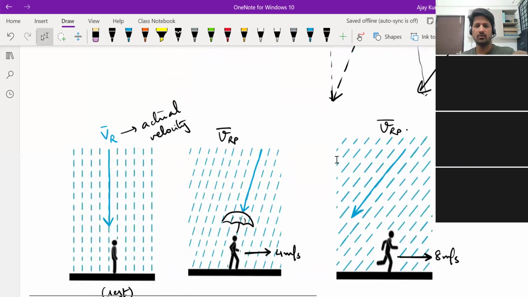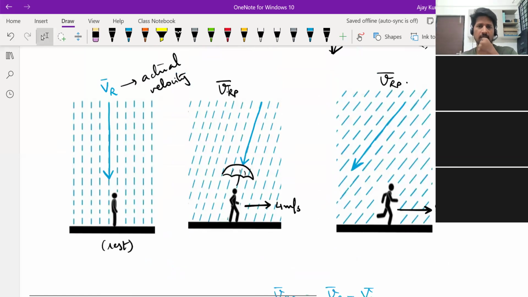Okay. Is the idea clear to all of you? Why raindrops appear to fall at an angle? Any question in this?